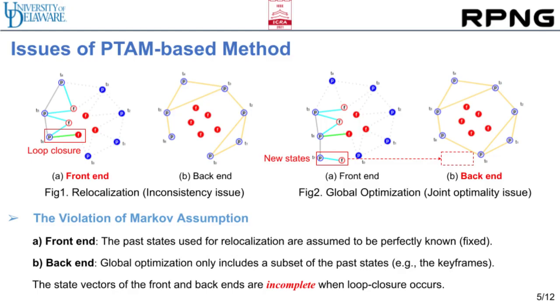The other one is about the backend. The global optimization only includes a subset of the past states and is usually performed at a low frequency. So this means the new incoming states will have no chance to be jointly optimized, and this is known as the joint optimality issue. And we can notice that both issues are due to the incomplete state vector in the front end and back end when loop closure occurs.